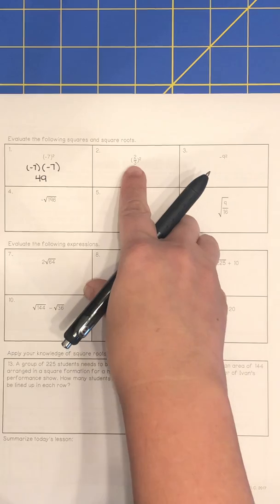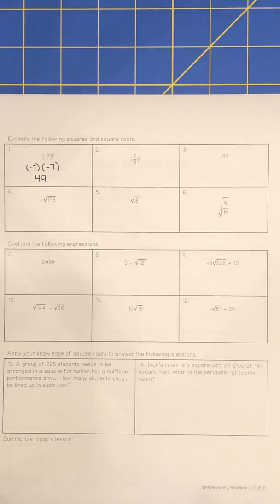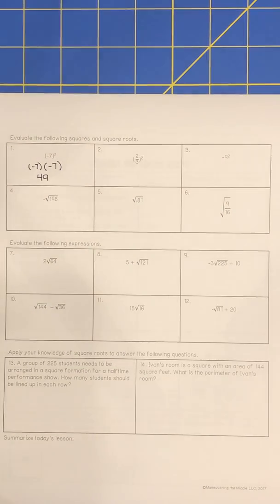Now here we have 2/3 squared. So if I take the 2 and I square that number, and I take the 3 and I square that number, it's going to give me a perfect square fraction. So I want you to go ahead and try this one on your own. We'll pause the video and then we'll see how you did.